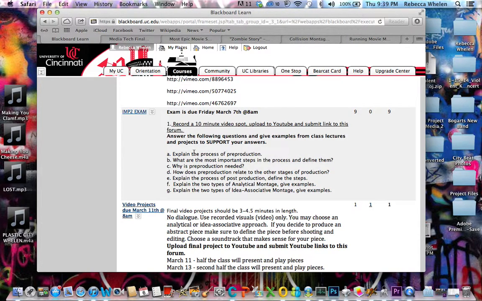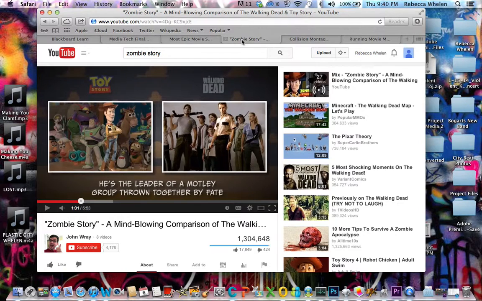Alright, last question. Explain the 2 types of idea associative montage and give examples. So the idea associative montage are 2 seemingly disassociated events that create a third principal idea or concept. We have comparison montage and collision montage. The comparison montage consists of succeeding shots that juxtapose 2 thematically related events to express or reinforce a theme or basic idea. It compares similar themes from dissimilar events.